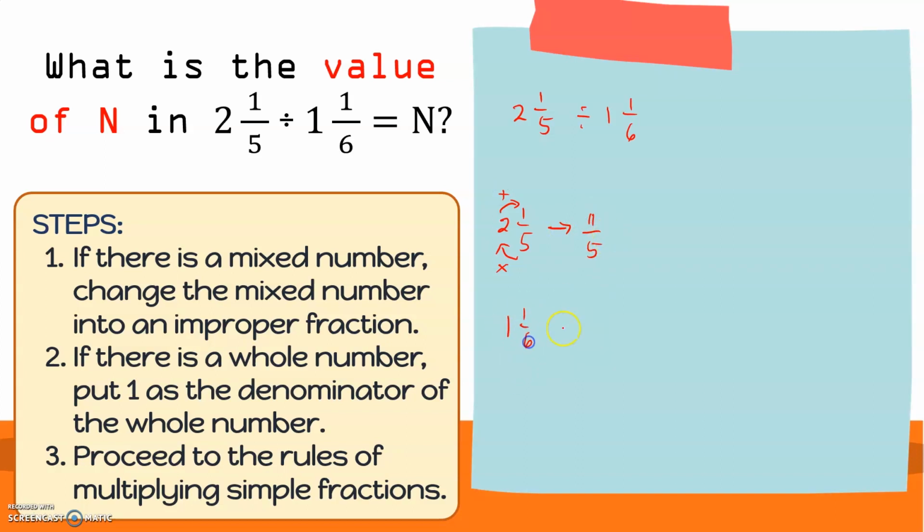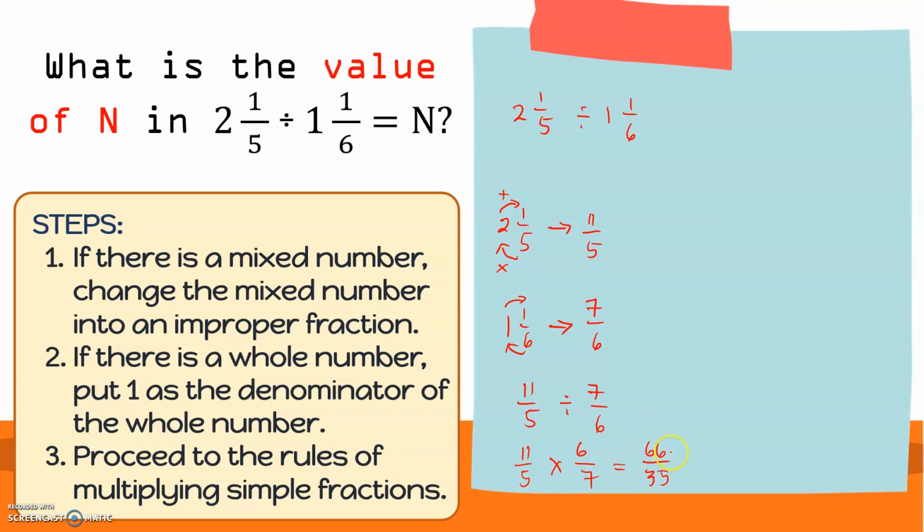Then 1 and 1/6 in improper fraction is 6 times 1 is 6 plus 1. That will give us 7/6. So we can rewrite our equation as 11/5 divided by 7/6. Then 11/5 will be multiplied by the reciprocal of the divisor, which is 6/7. 11 times 6 is 66, and 5 times 7 is 35.